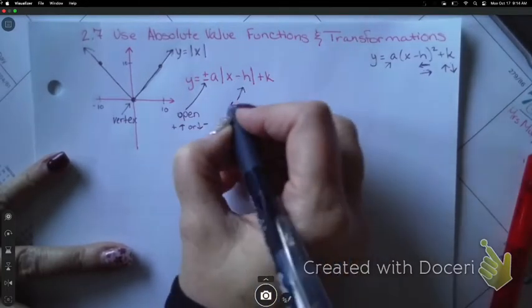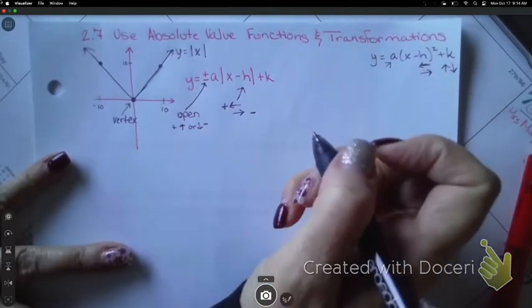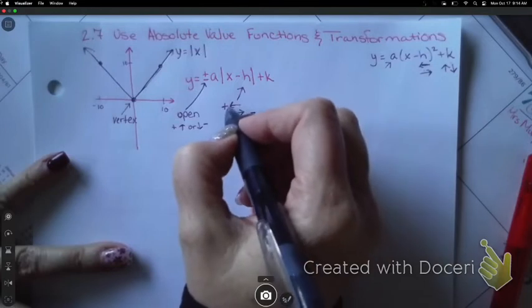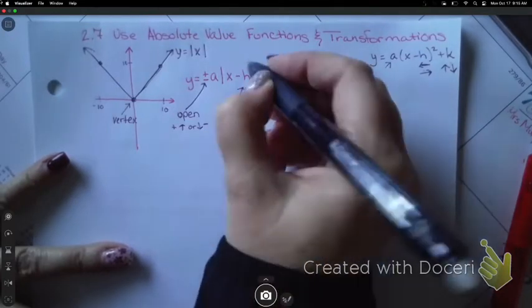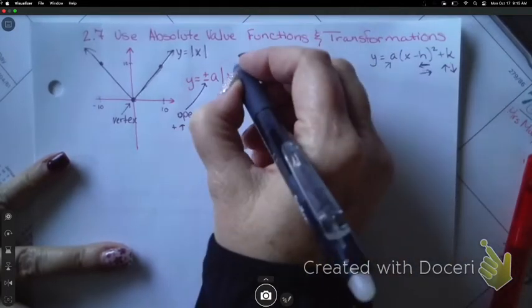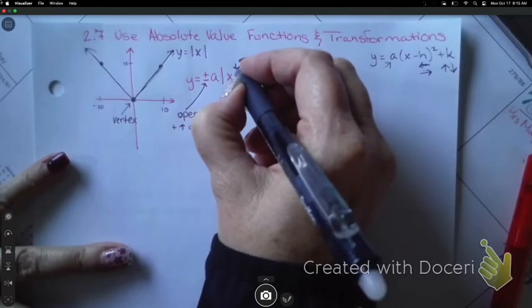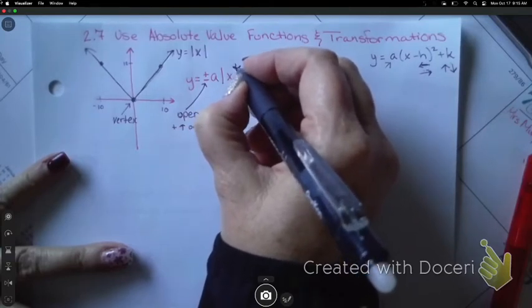But if I'm going to the left, it is what? Positive. So if it's positive, I'm moving left. If it's negative, I'm moving right. And that means this one right here, not the actual h itself. This is the positive, negative I'm talking about. We're going to spend some days on this, guys.